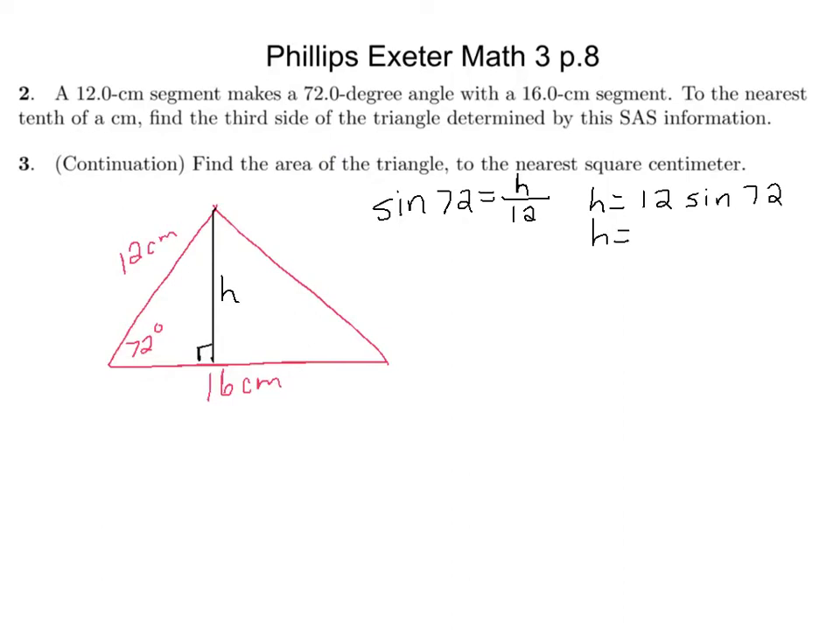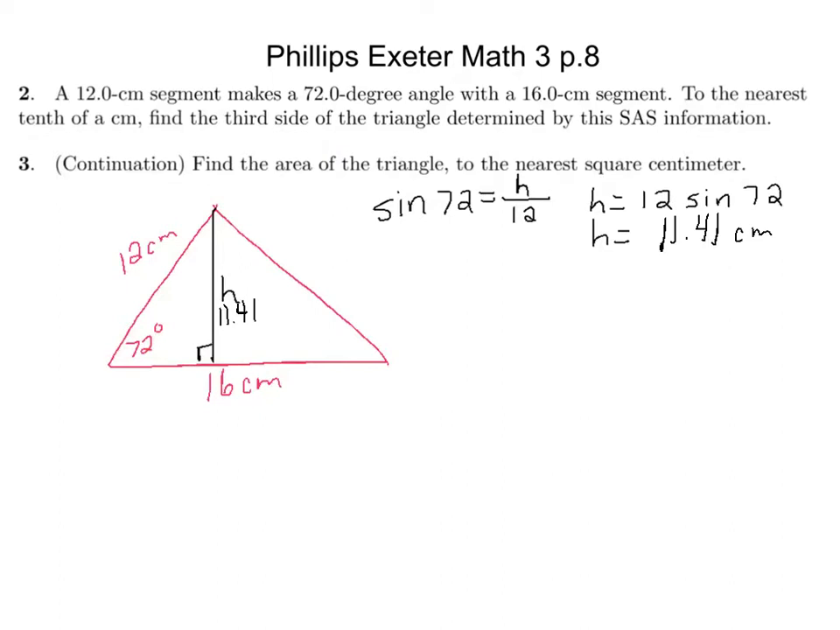Do you not want to solve? So Tom says that 12 sine 72 equals 11.41 centimeters for the height there. So I'm going to write that here.